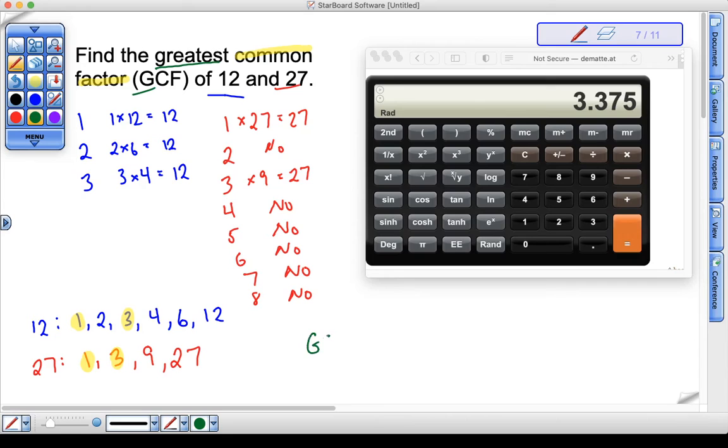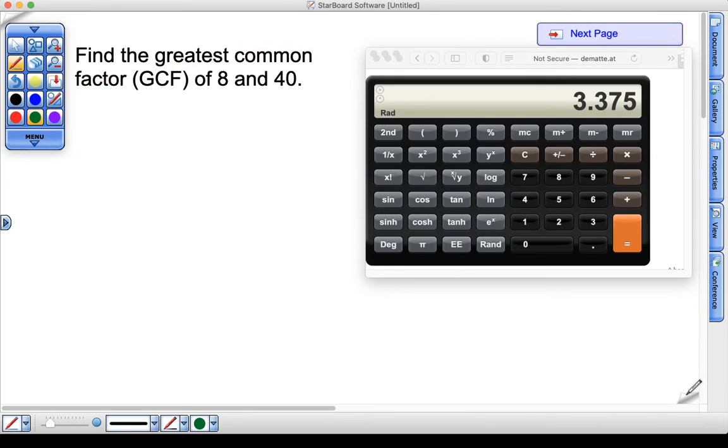So our GCF is going to be 3. Not too bad, huh? 2 more to do. I'm going to actually have you try these next 2 on your own, and then we'll compare answers. So the next one I have here is going to be 8 and 40. So why don't you try that one now?